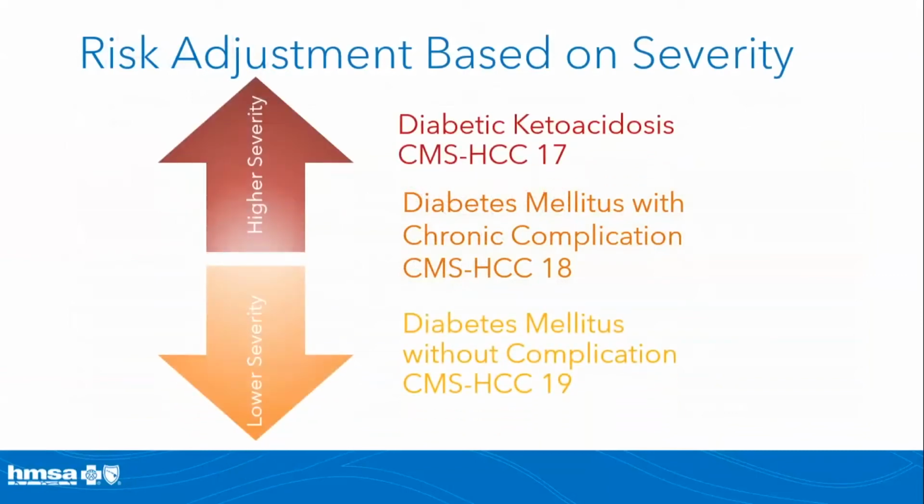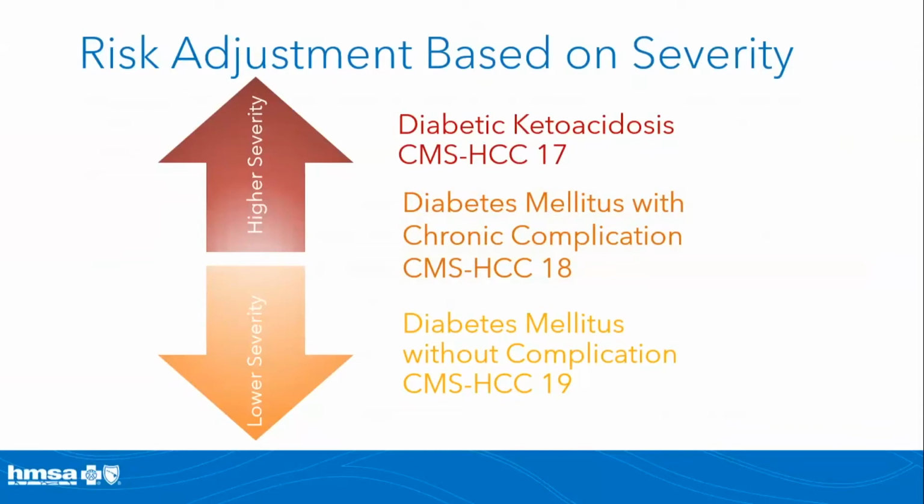HCCs are called hierarchical because certain conditions within a related category or family may have notable severity differences. The highest severity in the family will trump or take precedence over any less severe conditions within that family. Diabetes is a good example to illustrate hierarchy. A patient diagnosed with diabetic ketoacidosis would be an HCC 17, versus a patient diagnosed with diabetes without complications, who would be an HCC 19 category, with HCC 17 being the more severe diagnosis.